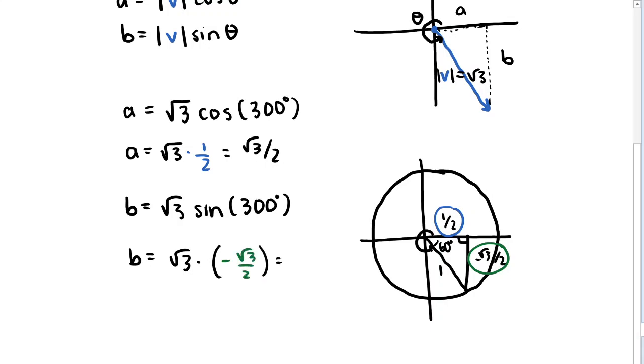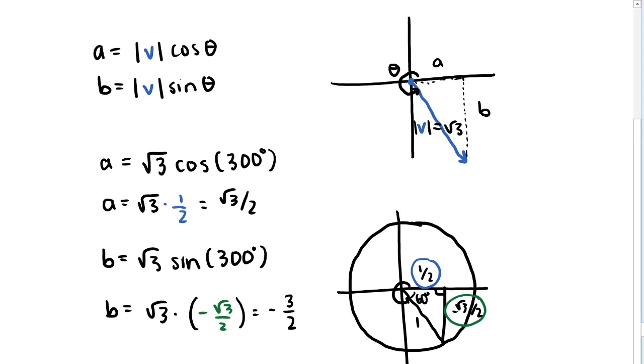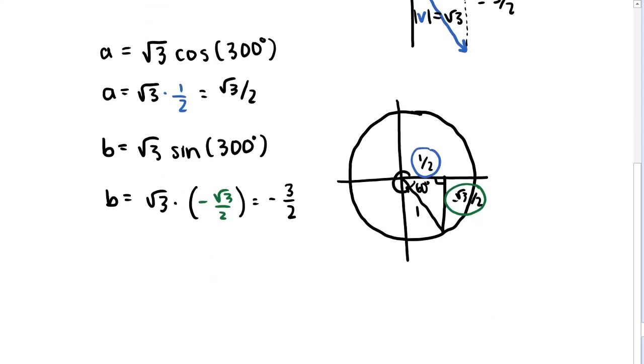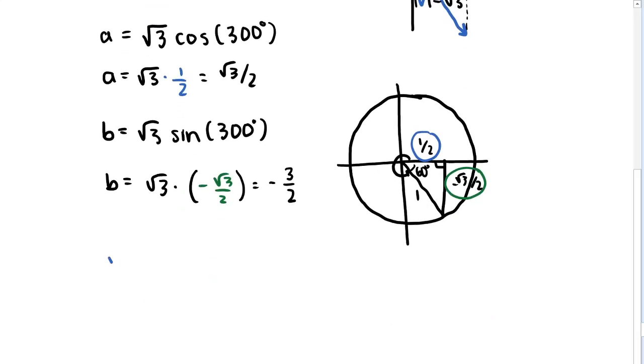And this can be expressed as, well, the square root of 3 times the square root of 3 is just 3 itself. So this is negative 3 over 2. So maybe I'll go back to our picture up here, replace A and B with the square root of 3 over 2, and this is, what is this? This is minus 3 over 2. And so those are our components of our vector, right? So here this is telling us that our vector V can be written in component form as the square root of 3 over 2, comma, negative 3 over 2.